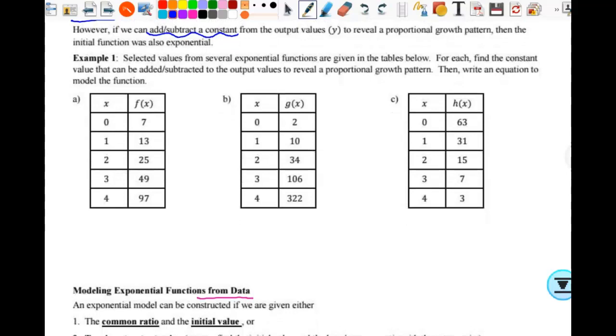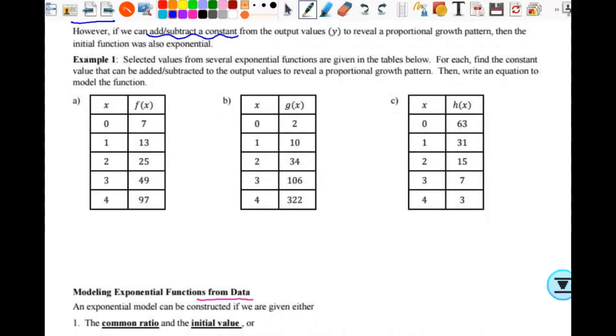Now, we're not really going to do that to reveal the growth pattern, but we are going to add or subtract a constant to the end. So that means we'd have something that looks like y equals a times b to the x plus k, because k is your vertical shift. And so we've got to figure out what that is.